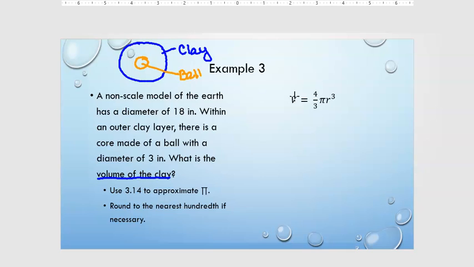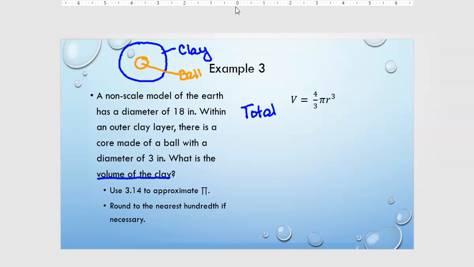Now, they're both spheres, all right? The Earth is a sphere, a ball is a sphere. So therefore, I'm going to use the same formula. I'm just going to have to differentiate between the clay and the ball, okay? So this would be the total, all right, that I'm going to do right here. Now the total would be the bigger part, all right?